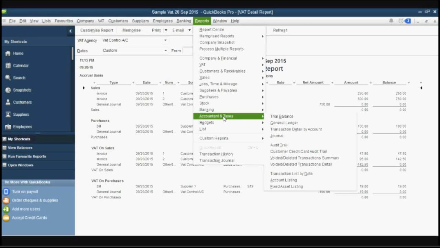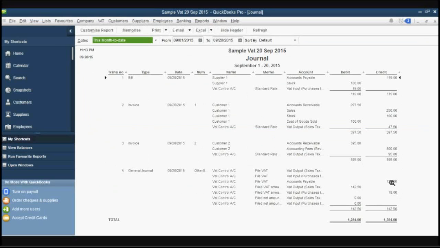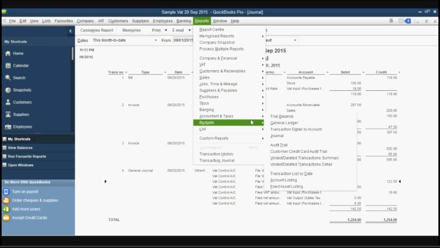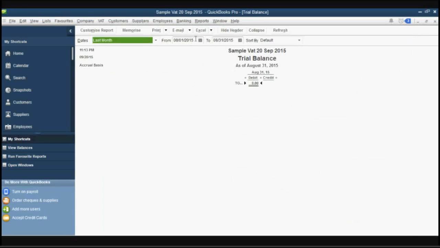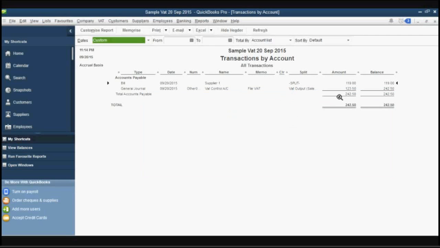And journal number 4, as I showed you before, it's this one. We recognize VAT payable, VAT control, 123.5. We debit VAT output, we credit VAT input, and now in our trial balance, VAT input and VAT output are nil, and the accounts payable have increased because we owe the VAT authorities this 123.5.